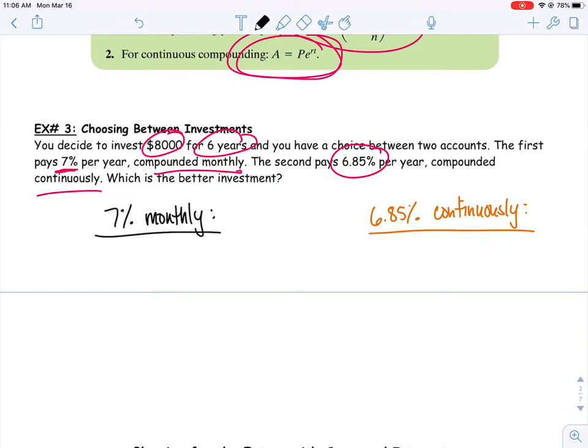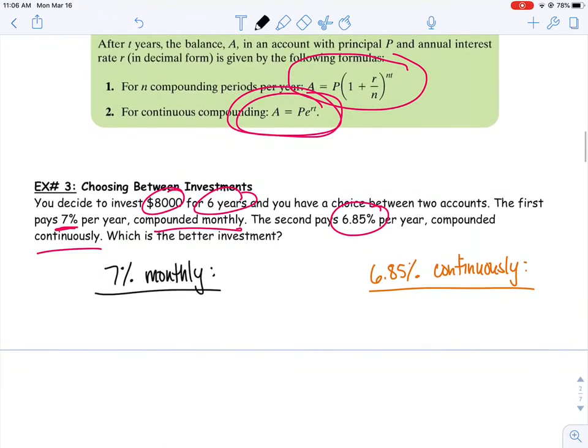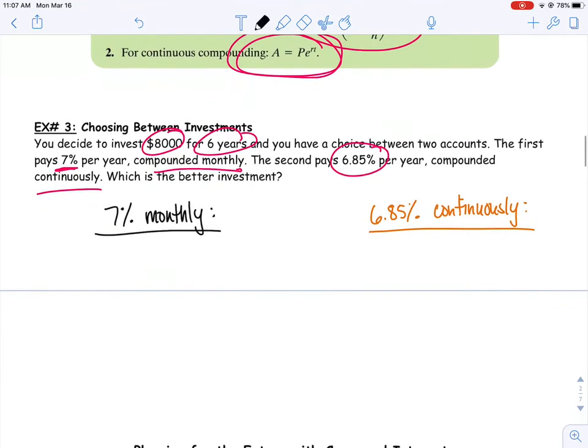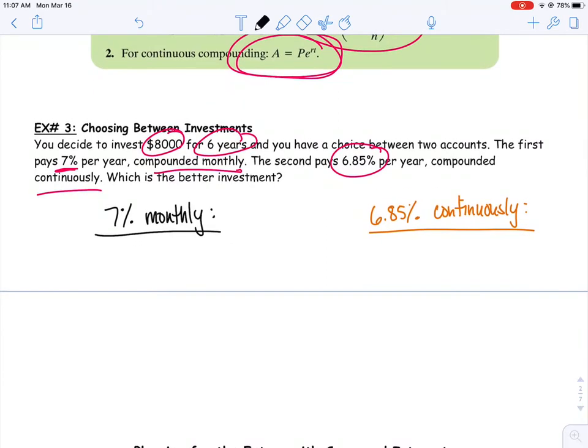Why don't you pause the video, set up both formulas, one for the 7% compounded monthly using the compound monthly formula, number 1, and then set up the one for 6.85% compounded continuously using our new formula. I want you to set it up by yourself to make sure that you know how to use the formulas right, and then we'll continue on to make sure we can calculate the right amount. So here we go.